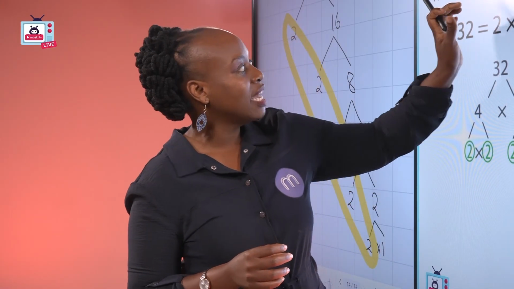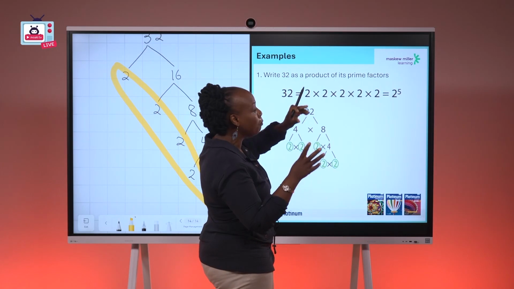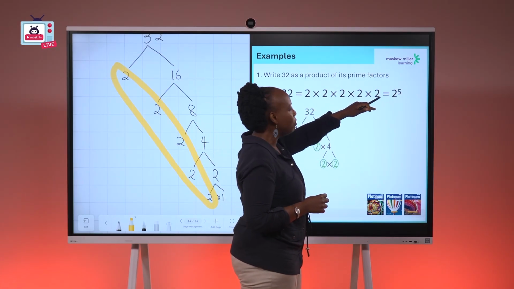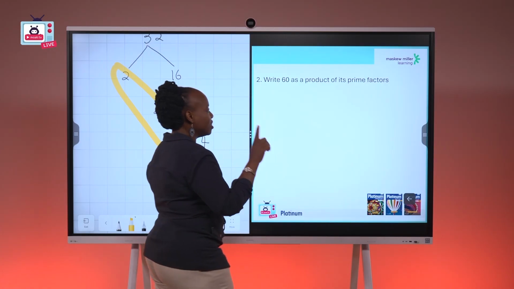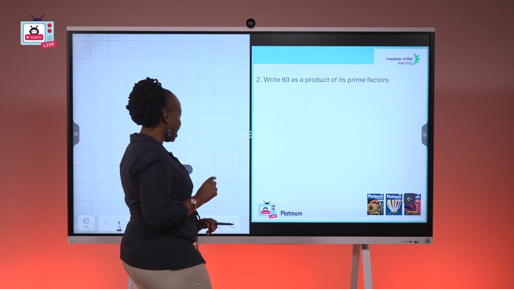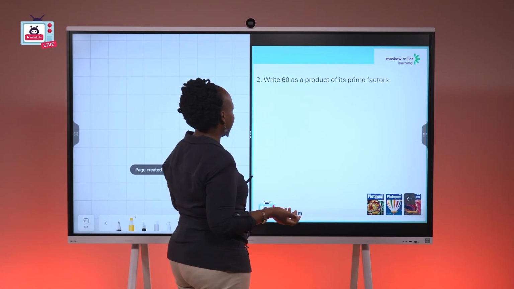All right, so that's how you write 32 as a product of its prime factors. Bear in mind that you need to start with the first prime factor all the time. So you can do the same with 60 as well.